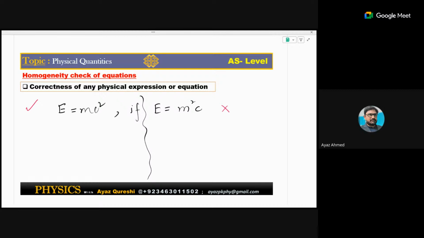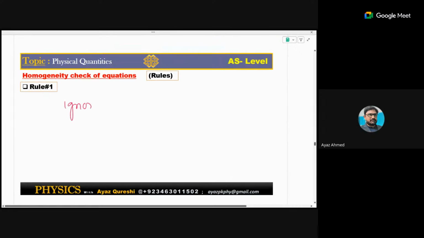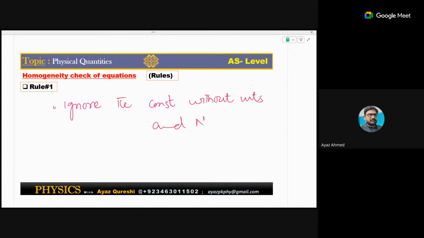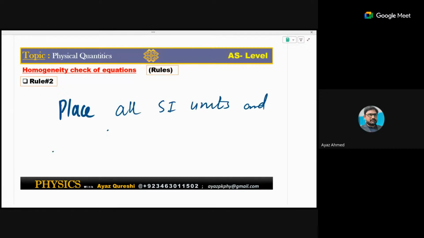We have some rules, some criteria, and that is rule number 1: you have to ignore the constants without units and numbers. Actually these are the same things. That is, when you are going to ignore the constants without units, then rule number 2: just plug in the values. Place all SI units and simplify.